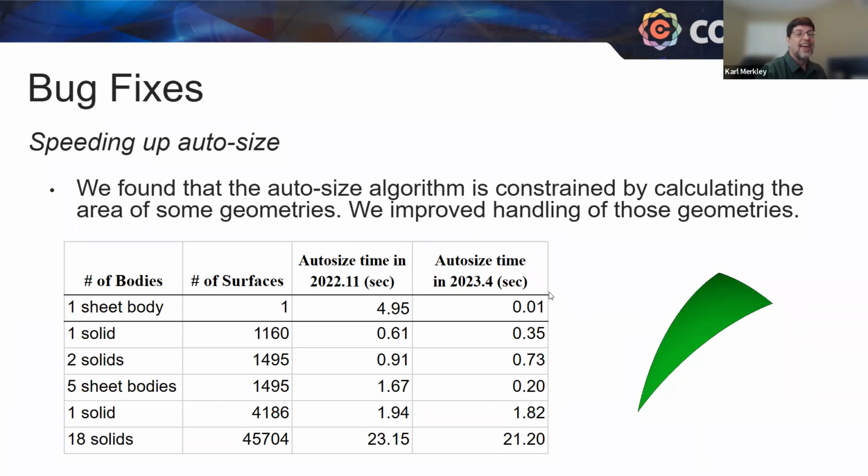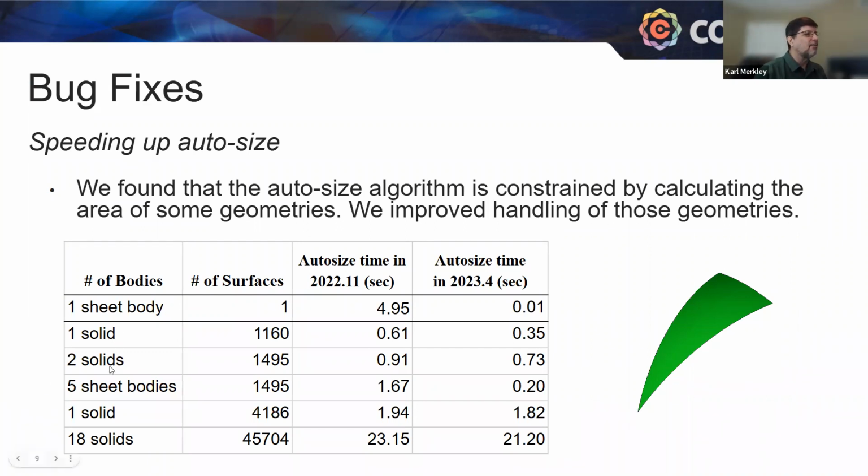So if you have models that have complex blends in them and they're taking a long time to auto size, to the point where some of our users were just saying, just don't even do this operation, Control C, go do something else, and coming back. Those should be much faster for those kinds of models.